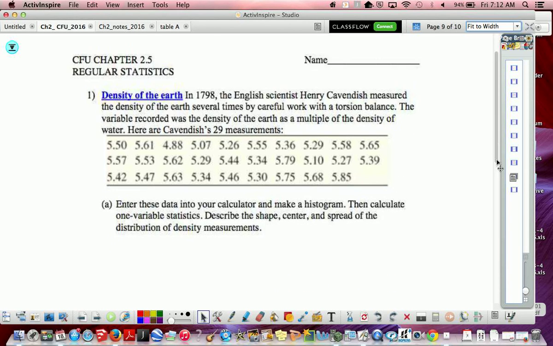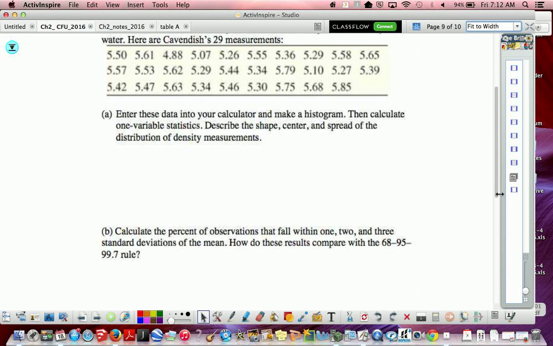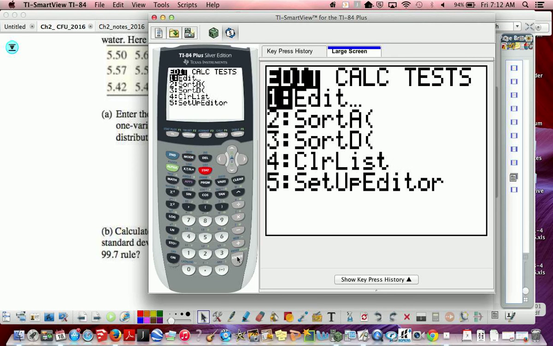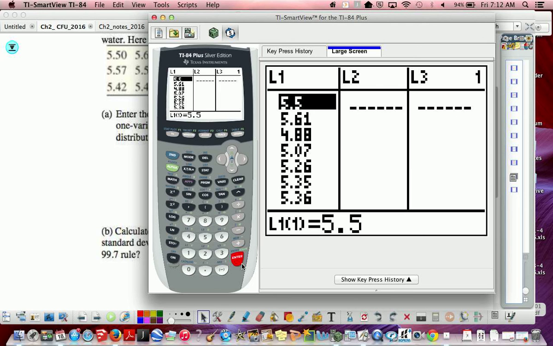So this is going to take a little bit of work and time. Pause the video for a second and enter these 29 data points into your calculator and come back. Alright, hopefully you have your 29 data points in your calculator. As I'll show you, I do: stat, edit, I have mine in here.